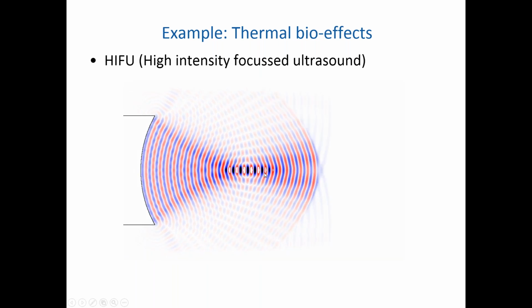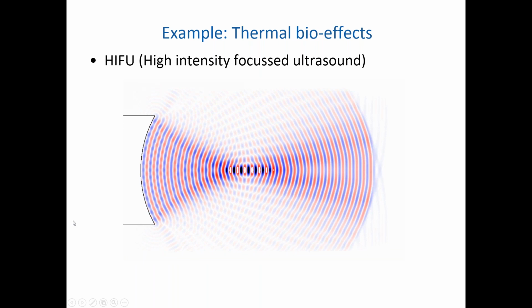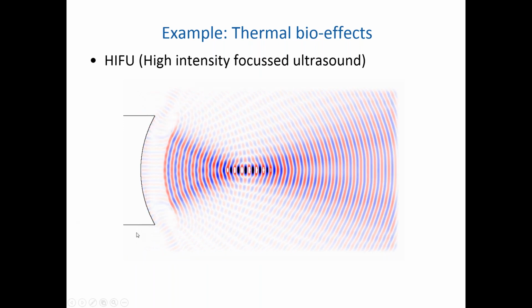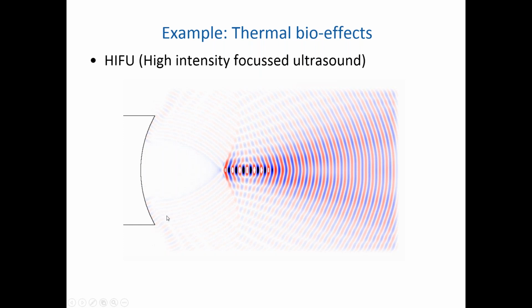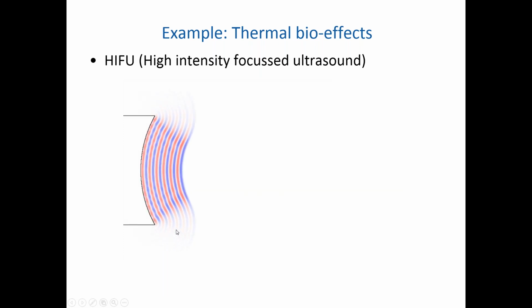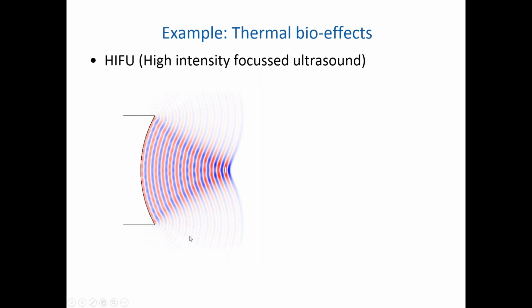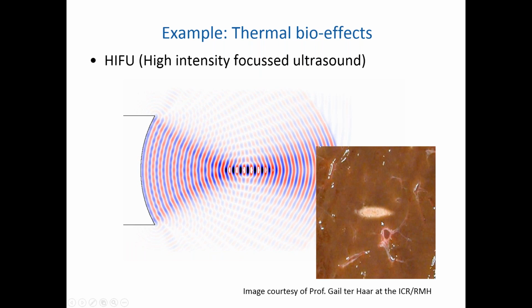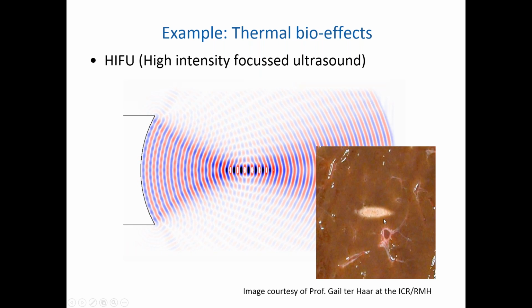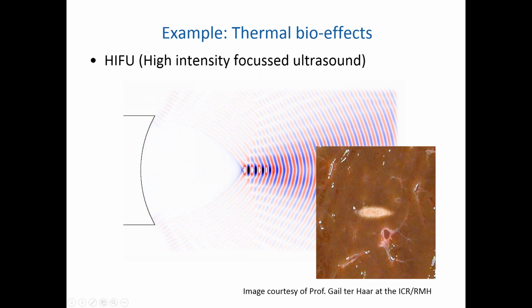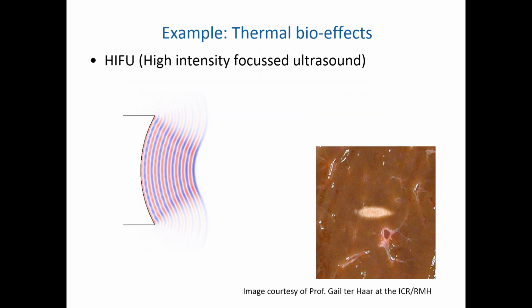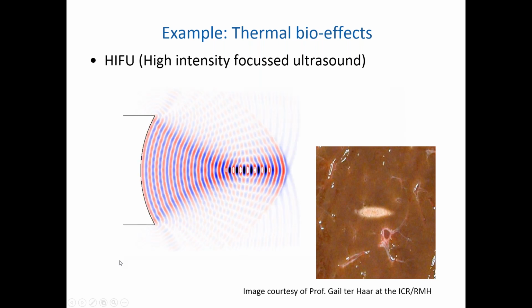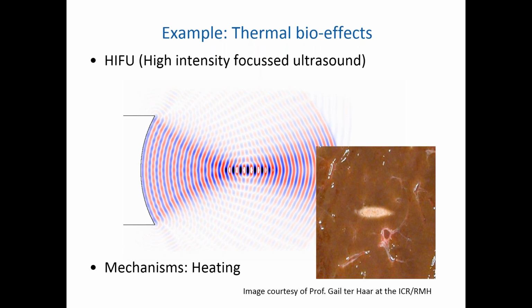Now, this is a simulation, and one may ask, how does this translate into clinical practice? So if we now look, I'll wait for that simulation to restart again. If we look particularly at that cigar-shaped region, this is an example of a lesion that was formed in liver tissue, and this was recorded by Gail Tahar at the Imperial Cancer Research Institute at the Royal Marsden Hospital. And you can see that, again, you've got this very good correlation in shape between the simulation and the histological slice that we see there. And in this case, the dominant mechanism is heating.